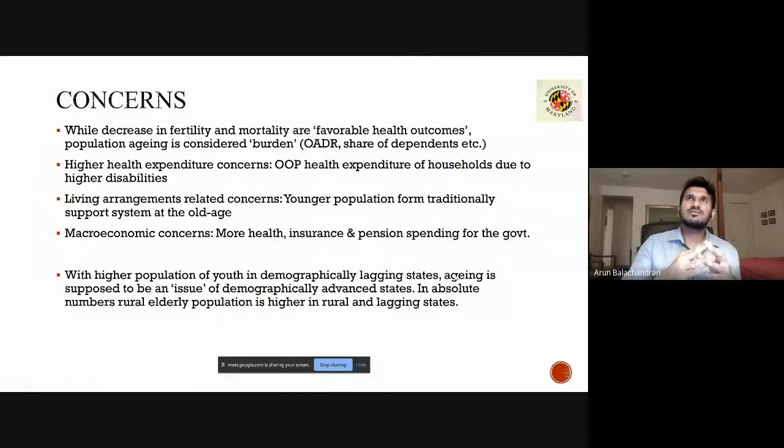So while both these factors that have led to this demographic change are seen as favorable health outcomes, the other side of it, which is the rise of elderly, is often seen as a burden. And this is also seen as an issue that is mostly affecting the demographically advanced states in, say, southern India or Himachal Pradesh or Punjab.